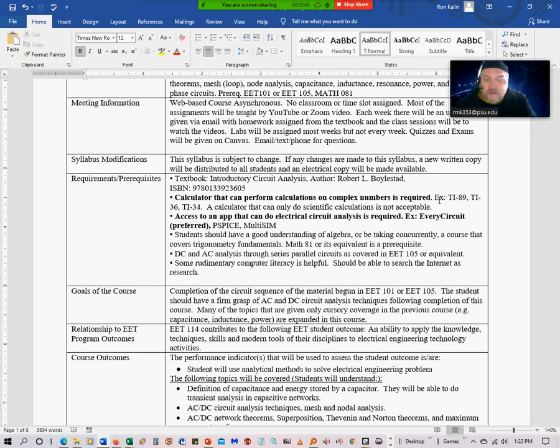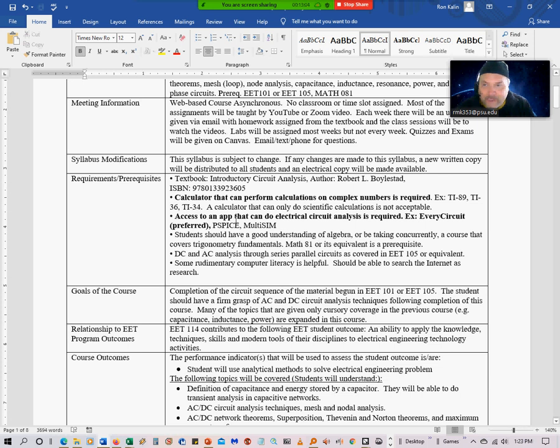I think I have a couple pictures of it that I can put onto Canvas. You need to get that calculator. I think you can pick one up for 25, 30 bucks. It's not expensive. It has to do complex numbers. If it can only do scientific calculations, it's not acceptable.